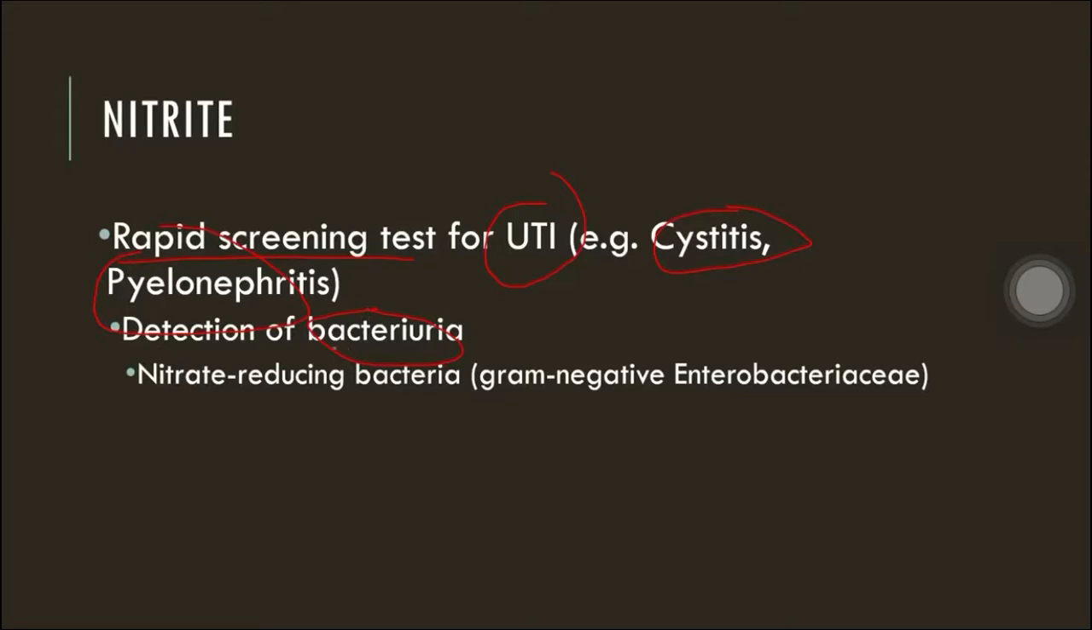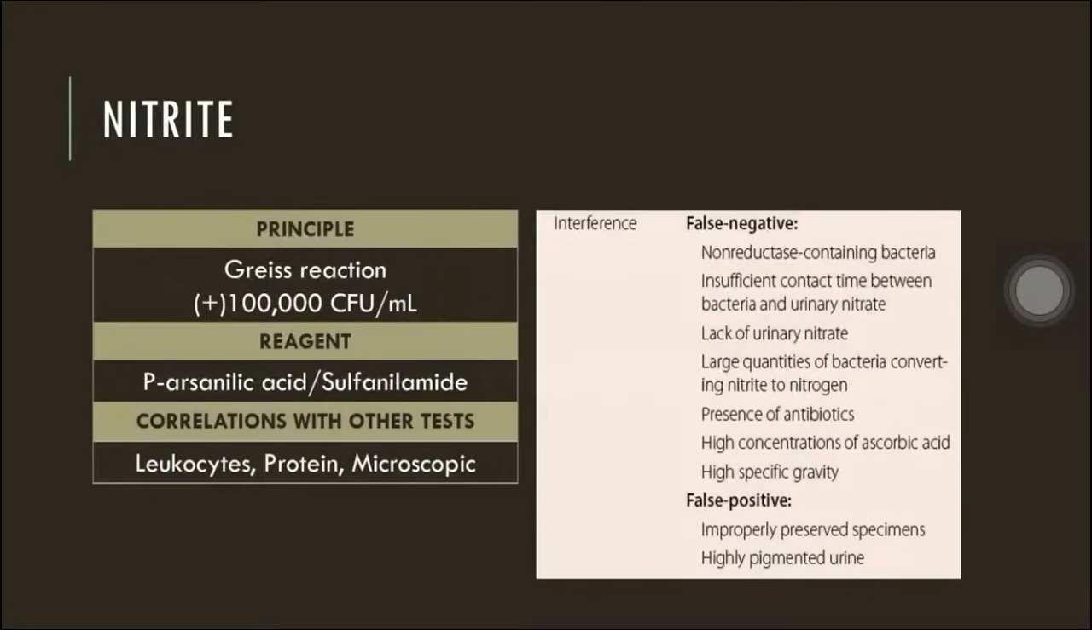So, it is used for detection of bacteria, specifically yung mga nitrate-reducing bacteria. Usually, mga nitrate-reducing bacteria, they are gram-negative of the Enterobacteriaceae family. The principle of nitrite is the Griess reaction. Once na nag-positive sa nitrite, it indicates na 100,000 colony-forming units per mL yung present sa urine. If you try to remember in microbiology, ito yung number ng organisms na indicative na talaga for UTI. So kapag nag-positive sa nitrite, indicative for UTI.